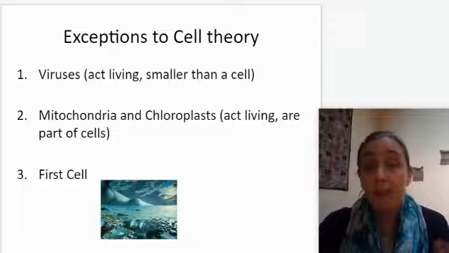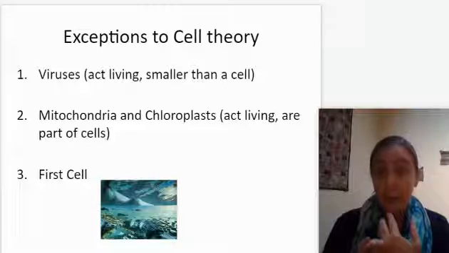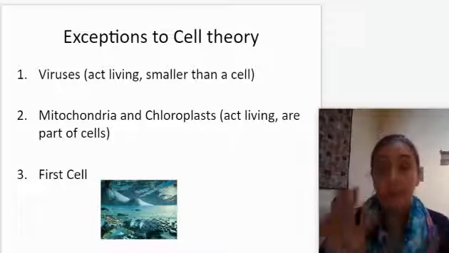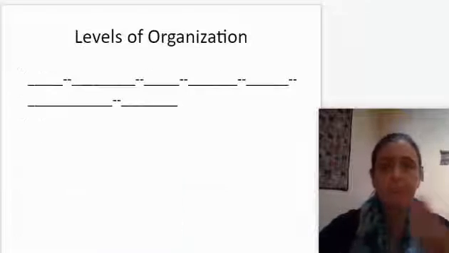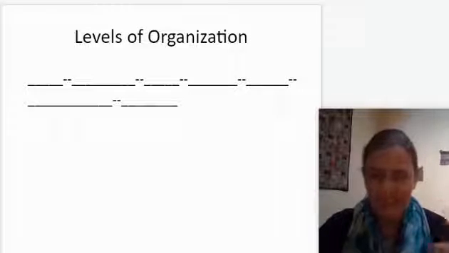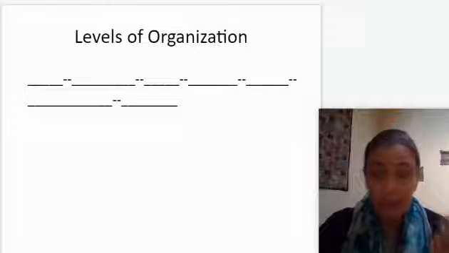So the cell theory: all living things are made of cells. Cells do all the things that life does, and cells only come from pre-existing cells. And then we have these three exceptions. And let's put this in context. We have levels of organization. What are the teeniest, tiniest things, like carbon, hydrogen, oxygen, that make up molecules?